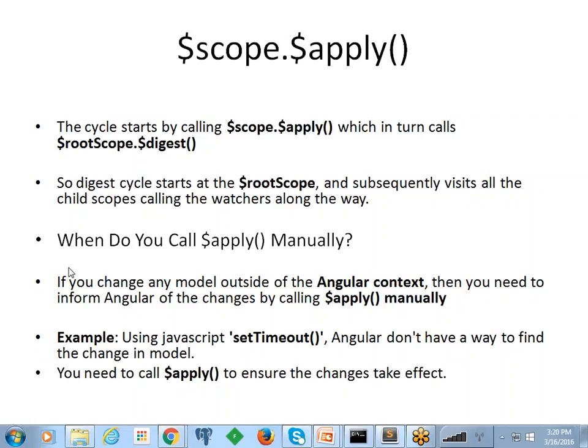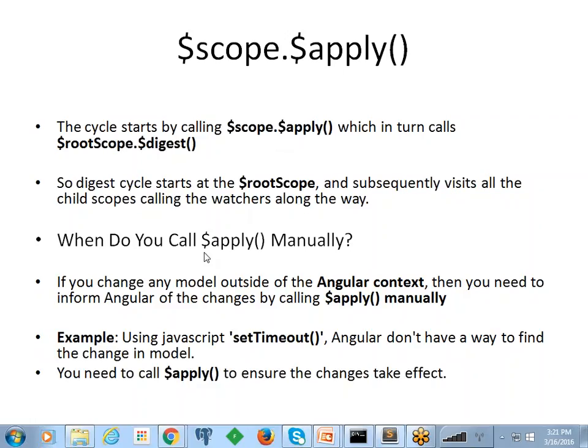That's what is explained here. The cycle starts by calling $scope.$apply, which in turn calls $rootScope.$digest. So the digest cycle starts at the root scope and subsequently visits all the child scopes, calling the watchers along the way.